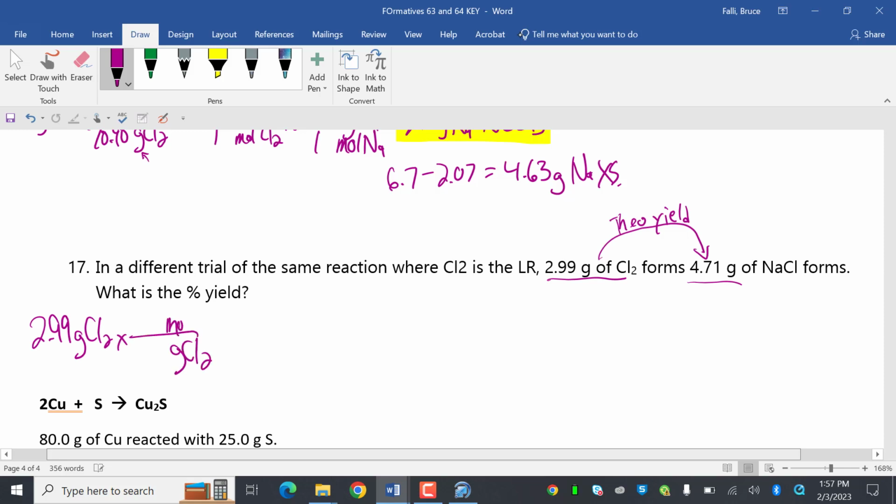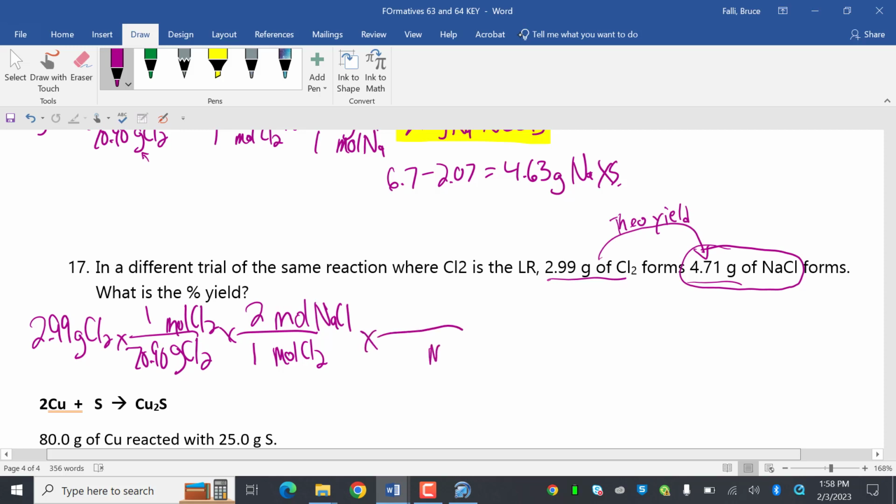Always go through moles. Now I'm in moles of Cl2, but I want grams of NaCl. Wrong unit. First I have to go into moles of NaCl. Moles over moles, use coefficients, 2 and 1 from way up in the equation before. I don't know why I remember it, but I do. Now I'm in moles of NaCl, but I want grams of NaCl. 1 goes with moles, and little g means go to the periodic table.